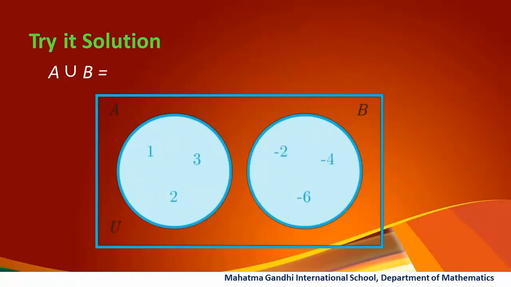So what will you get for A union B? A union B is the set of all the elements in A and B. So what will be A union B? Yes, it is the set of -6, -4, -2, 1, 2 and 3. So all the elements in sets A and B together we call A union B.